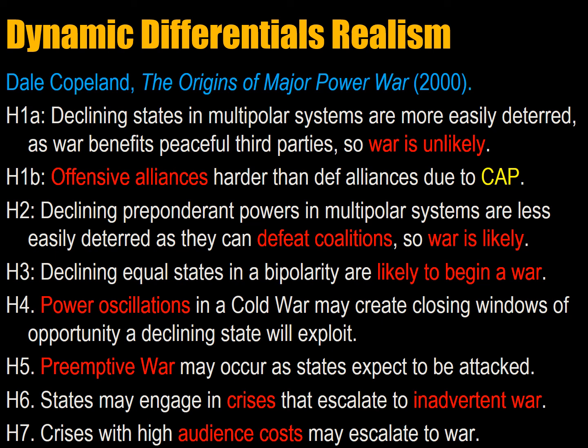Hypothesis 6. States may engage in crises that escalate to inadvertent war. And hypothesis 7. Crises with high audience costs may escalate to war. A crisis with a high audience cost is one in which the leaders have made a public commitment. Like in the U.S., the legislature has made a commitment to defend Taiwan. So if the U.S. is going to be believed, these politicians might feel pressured to defend Taiwan regardless of the issue, and there could be a chain-ganging event.